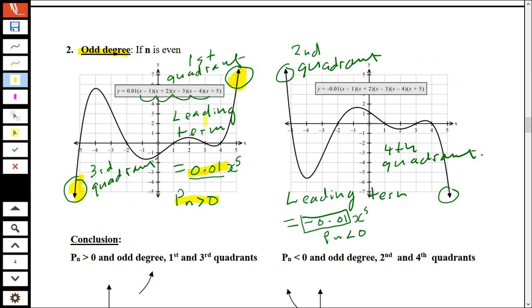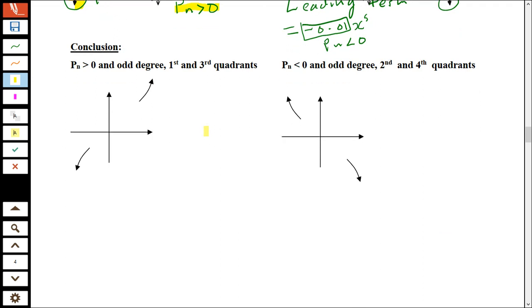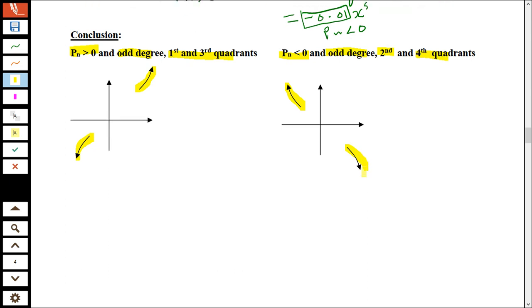Okay, so we put that down as a summary down here. All right, so you've got a positive leading coefficient, odd degree, then you're in the first and third quadrant. So you begin in the third and finish in the first. If you've got a negative leading coefficient and odd degree, then you start in the second and finish in the fourth. Okay, so starting in the second, finishing in the fourth. All right.